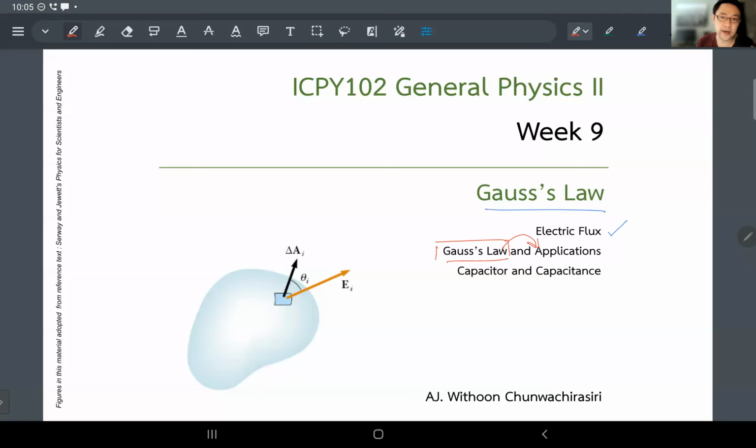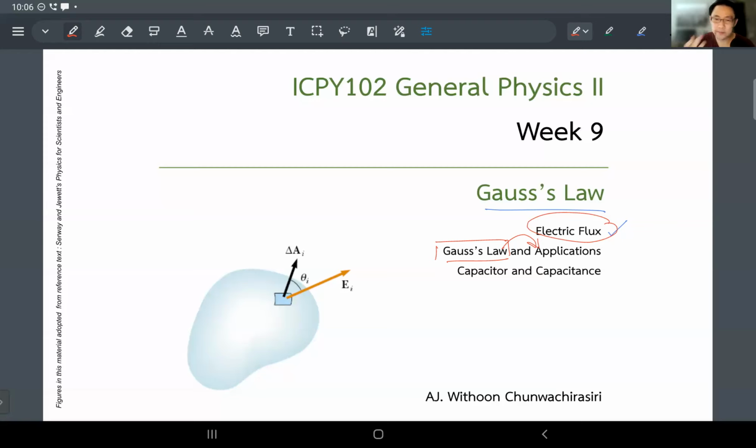Once you get that one down, then we're going to take a look at some applications of Gauss's law. But I just want to give you a little peace of mind. I think the hardest part is right here. That's what we're about to learn today. Once you get this one done, Gauss's law to me is a very, very simple extension of the understanding of electric flux. Does that make sense? It's probably not going to make sense now.